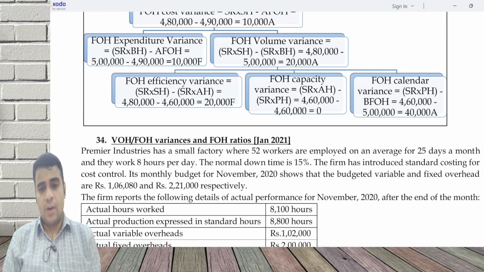The question has all the variances, but technically I just needed the efficiency. Capacity and calendar are not needed. Capacity is turning out to be zero because of that assumption. We have taken an assumption. Otherwise, the efficiency we cannot calculate.